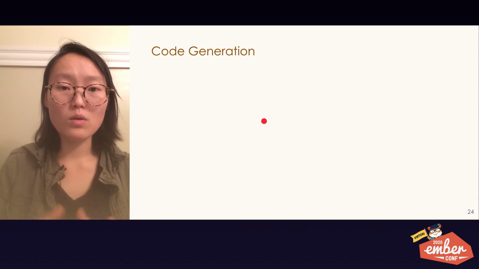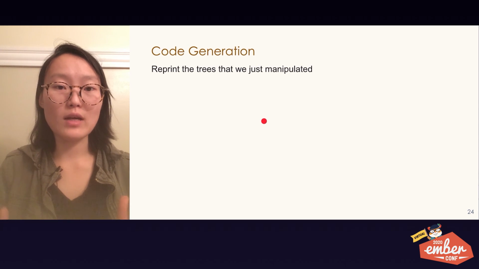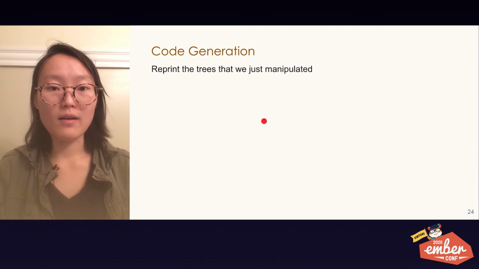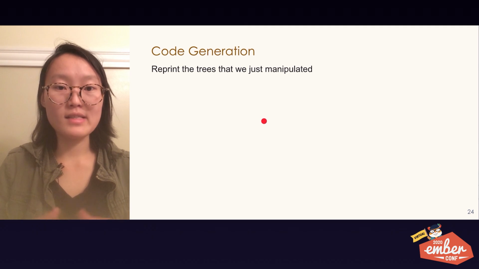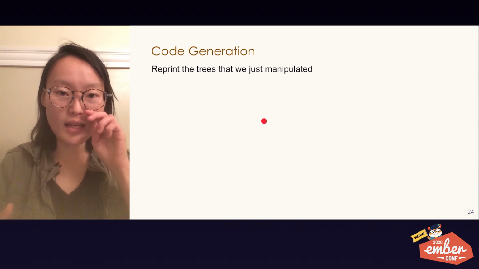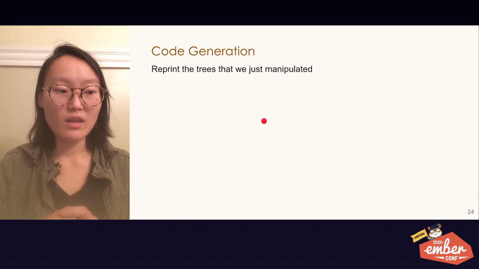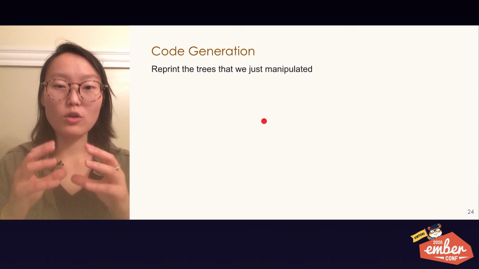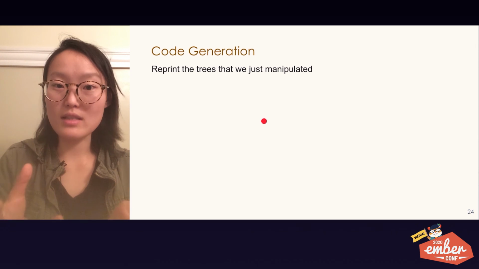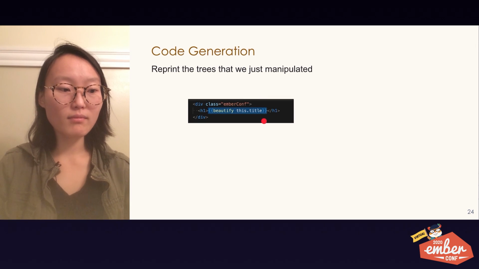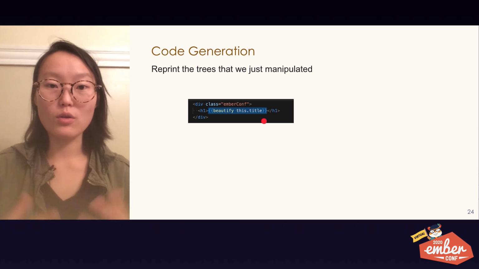What this code generation step does is reprint the trees that we have just manipulated. In the case of the beautify example, in the last example we changed the value within a particular statement. What code generation does is detect the change and then reprint the things that we have changed. And then this would be the ideal output from the code snippet before.